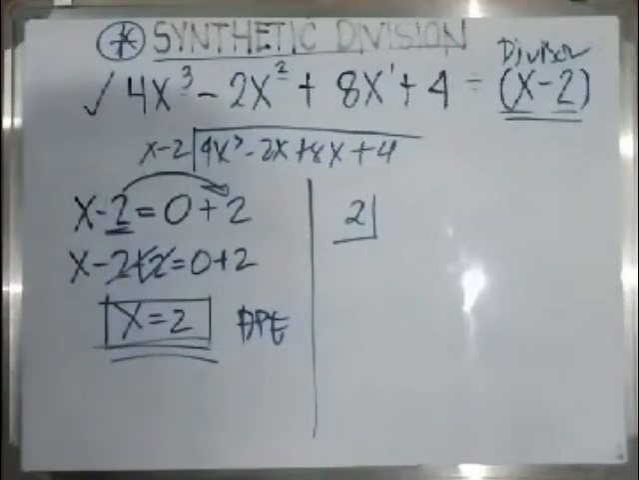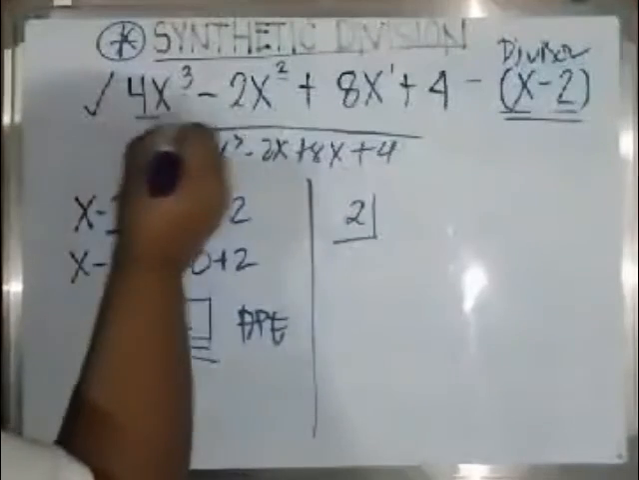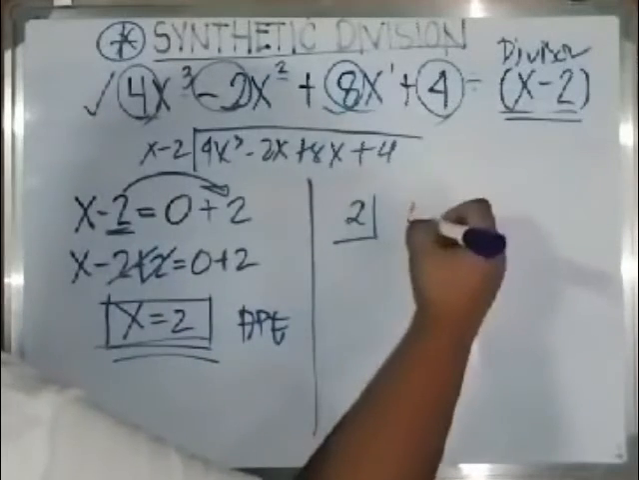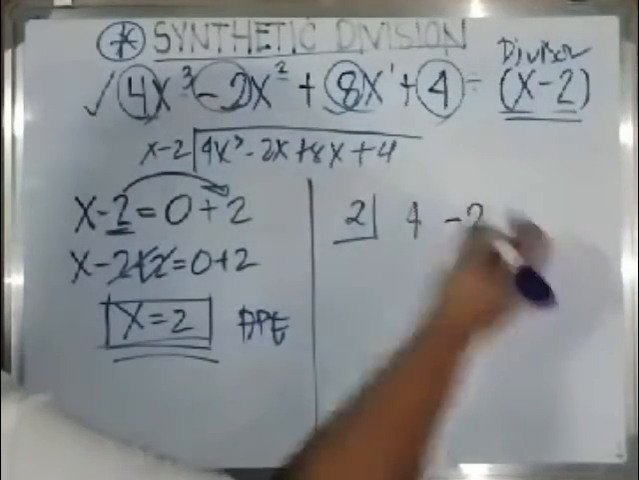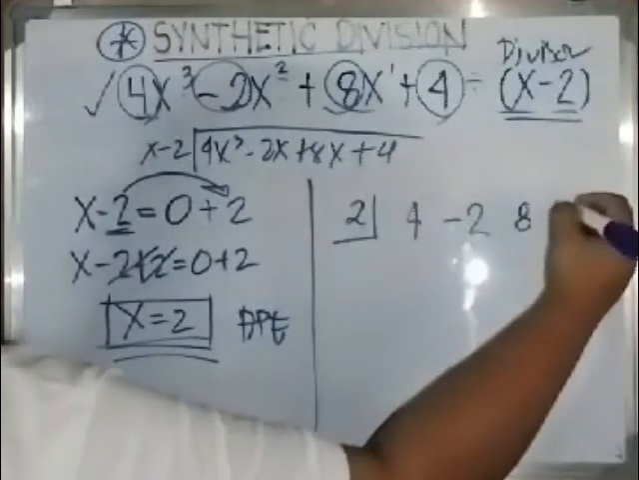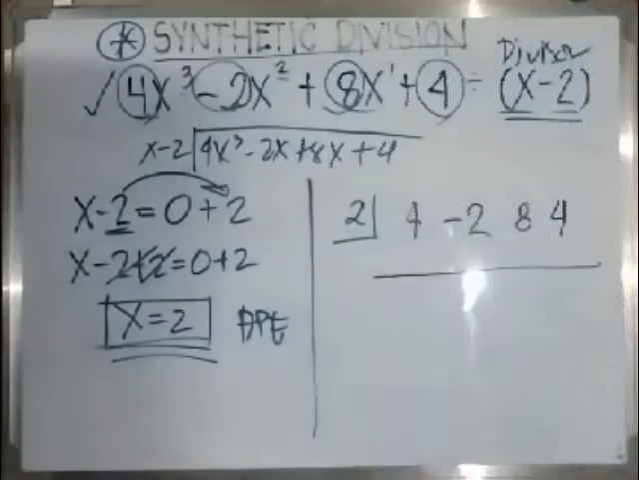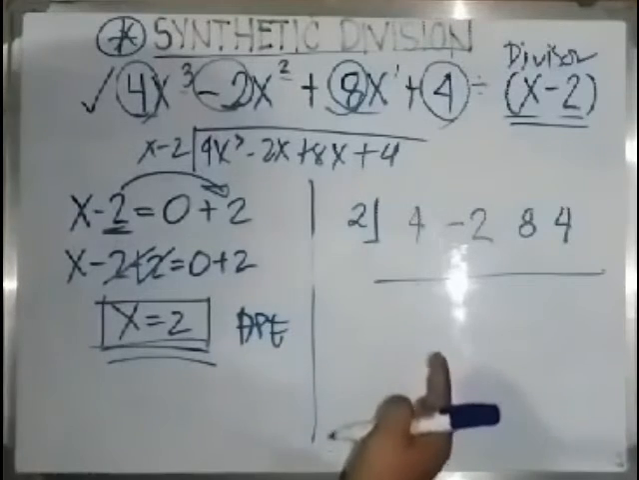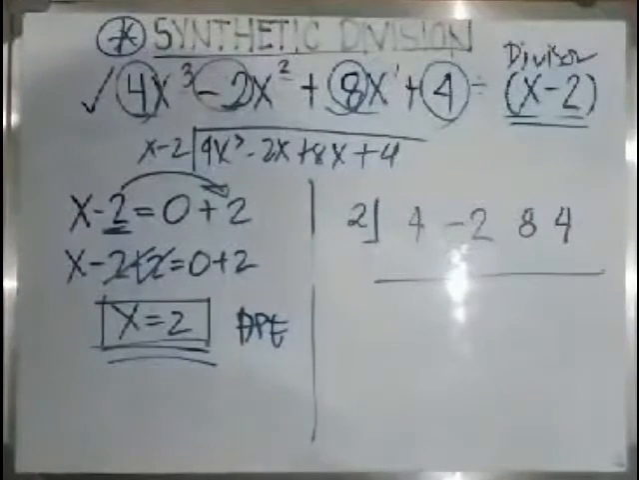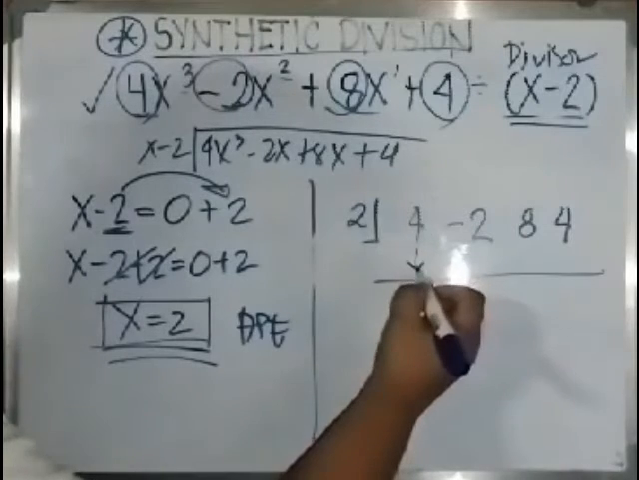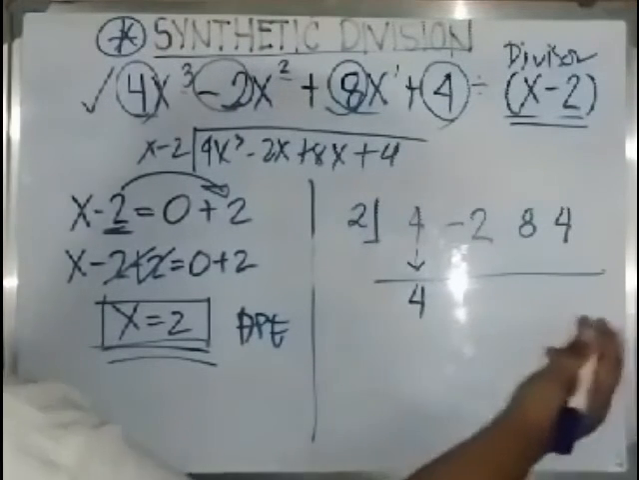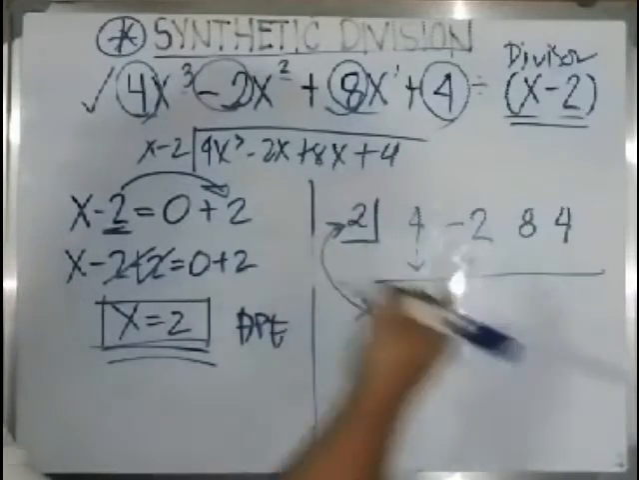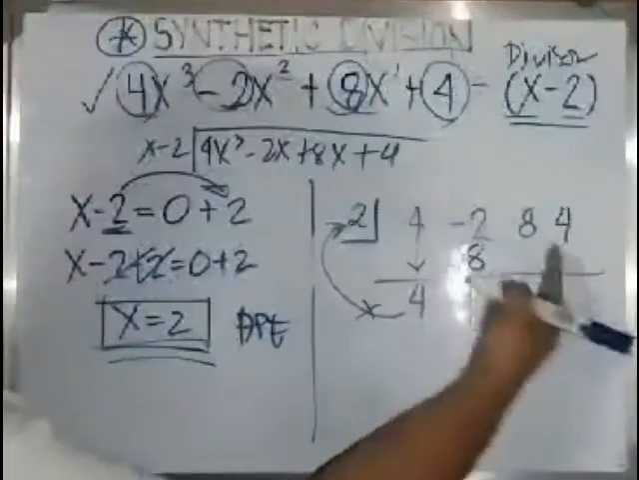The next step is to get all the coefficients of each term. That's 4, -2, 8, and 4. Now, we'll be performing the integer rules. It's the time to apply your knowledge of integers. The first thing we're going to do is bring this down. That's 4. And all the numbers at the bottom must be multiplied by your divisor. So, 4 times 2, and the answers will be placed under each given coefficient.